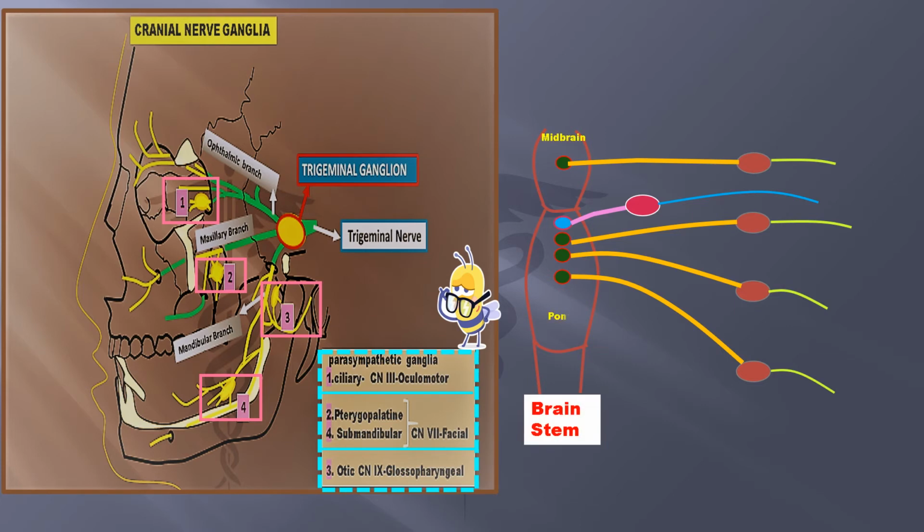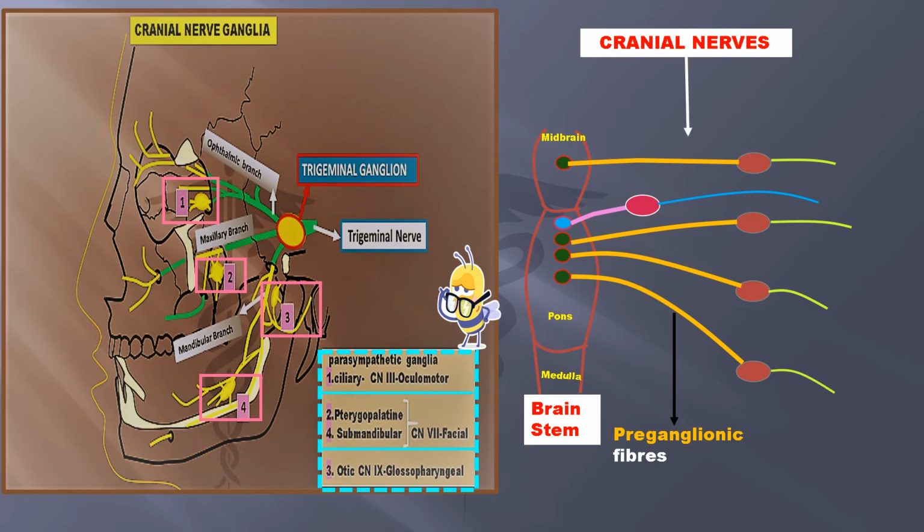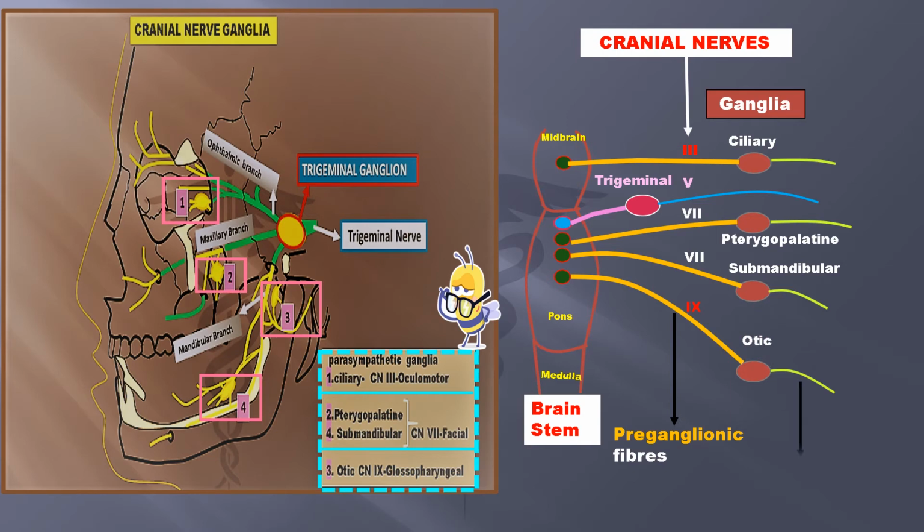Here we have the brain stem, which is the midbrain, pons, and medulla put together. Preganglionic fibers of cranial nerves 3, 5, 7, and 9, all are odd numbers. The ganglia, ciliary, trigeminal, which is sensory, pterygopalatine, and submandibular, and otic, and the postganglionic fibers in the end.